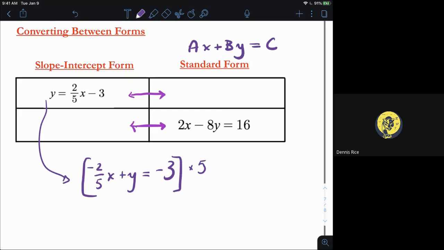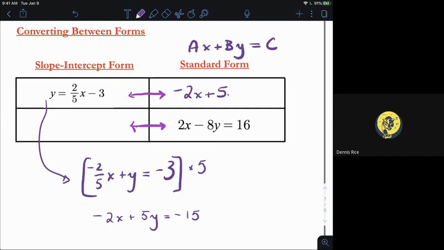Let's see what happens. When I multiply negative 2/5 by 5, I get negative 2x. When I multiply y by 5, I get positive 5y. And when I multiply negative 3 by 5, I get negative 15. So once again, what I did here was make an equivalent version of it. I multiplied everybody by 5. These guys were technically okay, but I still had to do it to keep it balanced. I didn't want this negative 2/5 in there. Why I chose 5: if there's a denominator of 5, multiplying by 5 is going to make that cancel out. And now we have our standard form version.